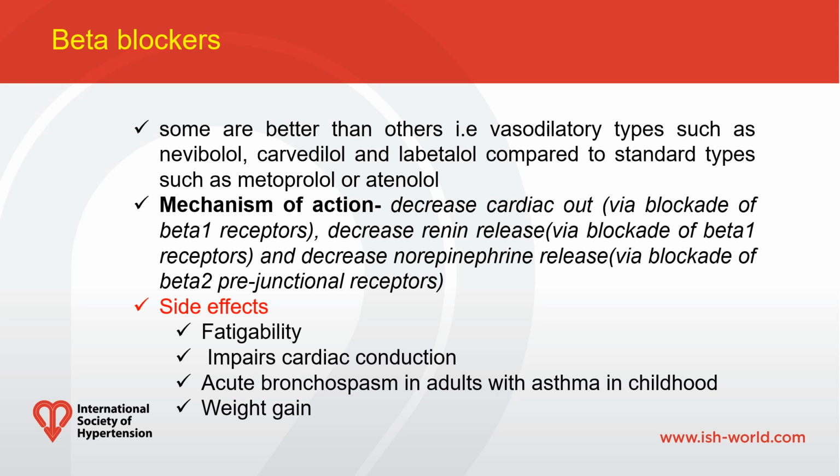Like I've mentioned earlier, another side effect is acute bronchospasm, especially in adults with asthma in childhood. But like I have said, some of the beta blockers are cardiac selective, and they have less bronchospasm. There is weight gain. We all know there is a problem with weight gain. When you use it chronically, there might be weight gain, and it can lead to obesity. And we know obesity will not allow the blood pressure to come down.